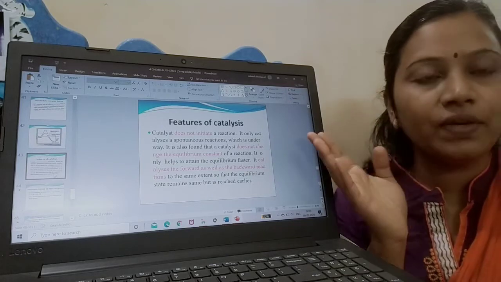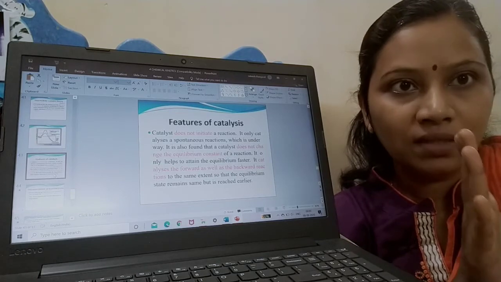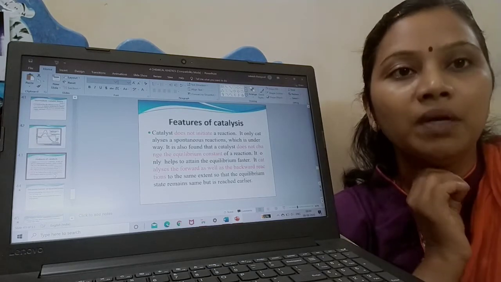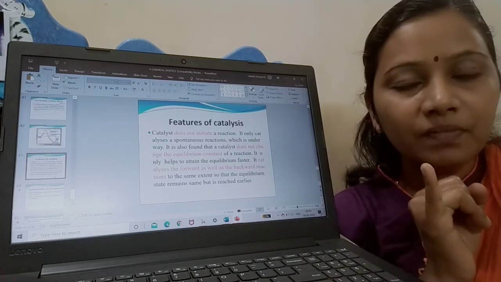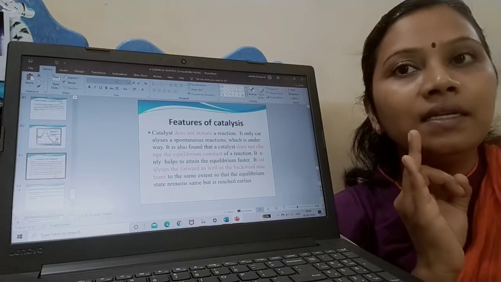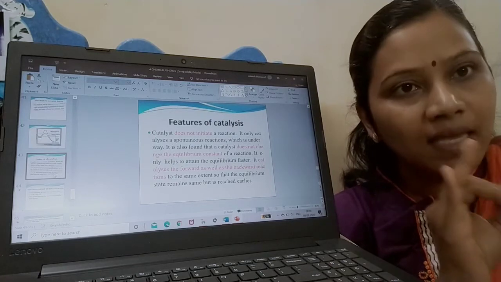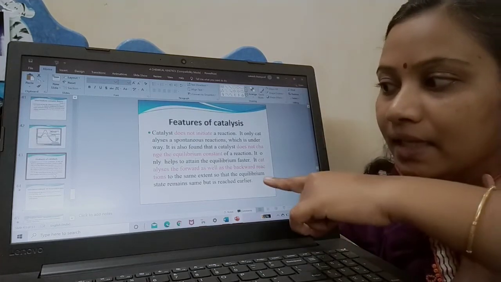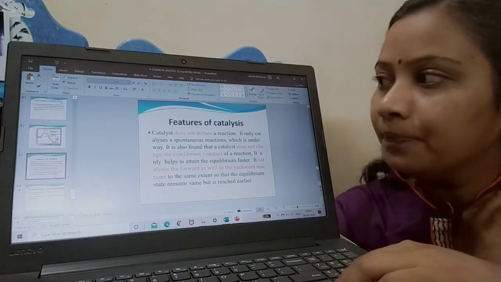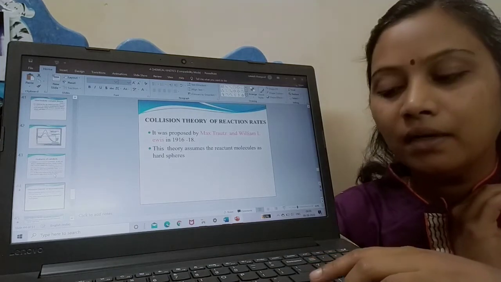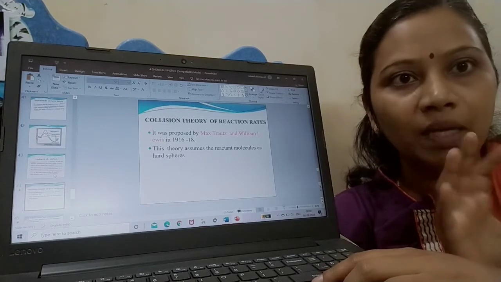So what are the features of a catalyst, children? See, when a catalyst is present, it is not going to play any role in changing the equilibrium constant of a reaction, but it will help the reaction reach equilibrium faster. Okay, this is one point. Second point, it catalyzes the forward reaction and the backward reaction to the same extent. The equilibrium state will be constant, but equilibrium will be attained a little earlier. Okay, so these are the features of a catalyst in catalyzing the rate of a chemical reaction.